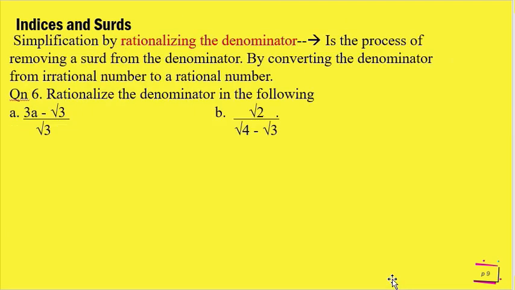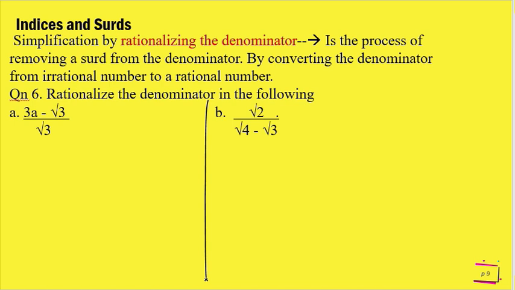Now the final part in surds is all about rationalizing the denominator. So, simplification by rationalizing the denominator. What is rationalizing the denominator? This is a process of removing a surd from the denominator by converting the denominator from an irrational number to a rational number.